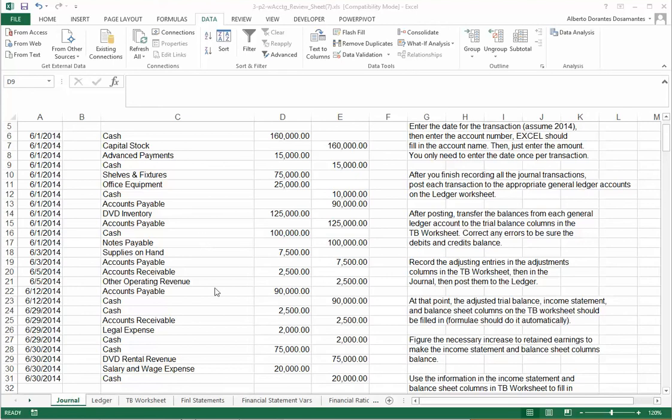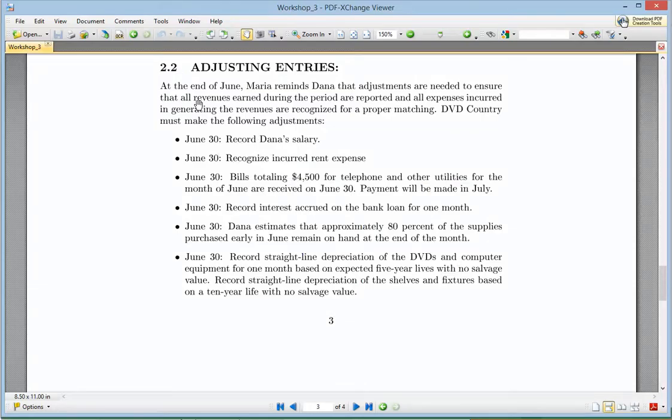Okay, I'm going to show you how to do the adjusting entries. This is related to workshop 3 of the Strategic Information Systems class. Then we stopped here, we did this exercise, the DVD business case exercise, and then we ended up here. We were about to start the adjusting entries, okay?